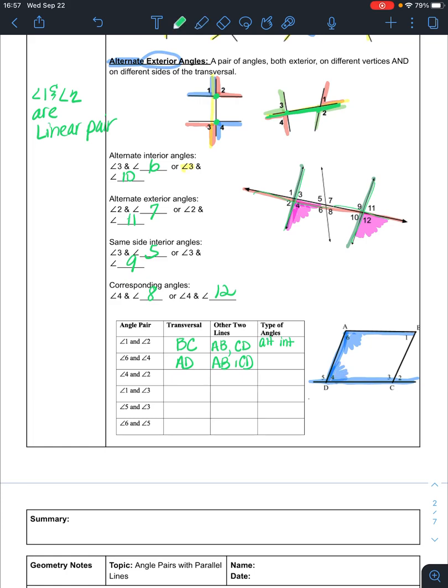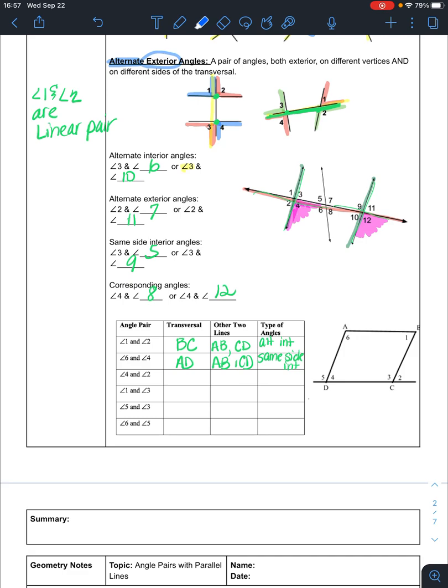Okay, notice they're both interior. They're both on the same side of the transversal. So those are same side interior angles.